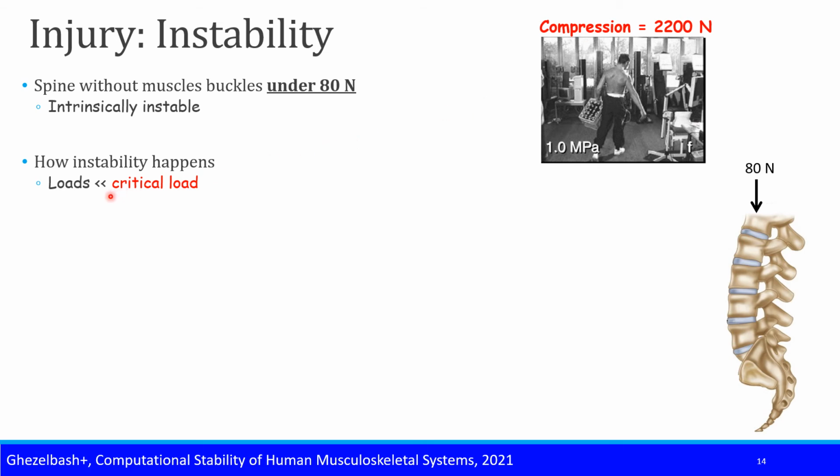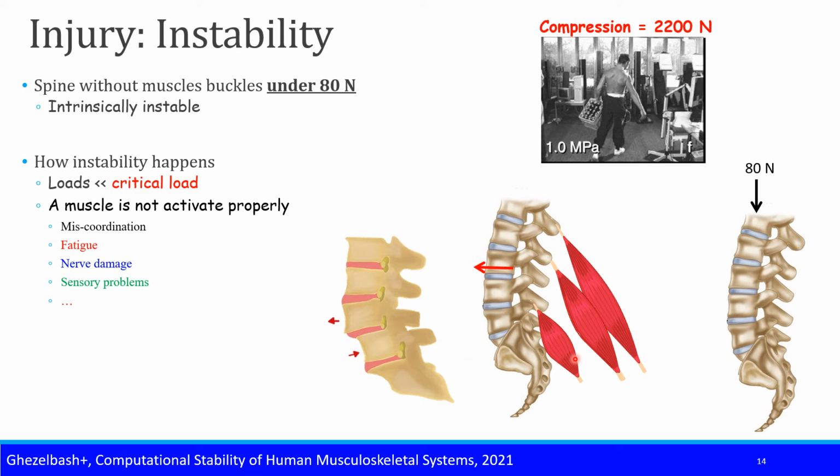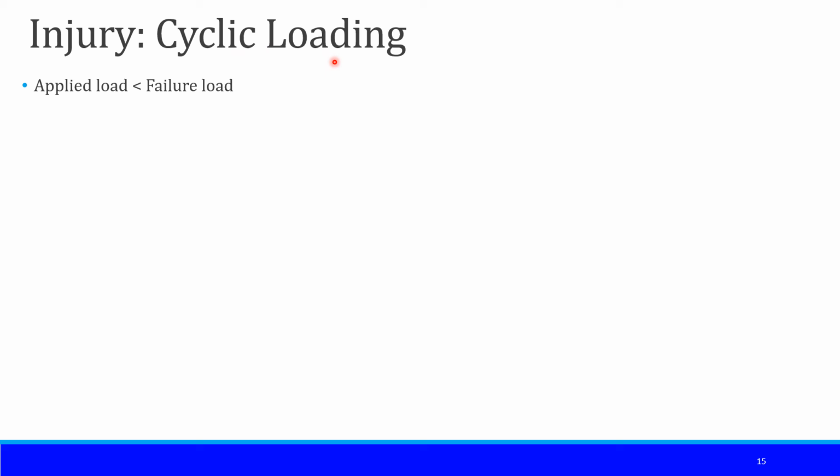When instability happens, this is different from overloading. The mechanical loads are much lower than the critical load or the failure threshold of the tissue. This happens mainly because a muscle or a group of muscles are not properly activated due to miscoordination, fatigue, nerve damage, or sensory problem. So a muscle is not activated, and this lack of activation would cause excessive motion in one direction and instability and damage. The next mode of failure is cyclic loading.